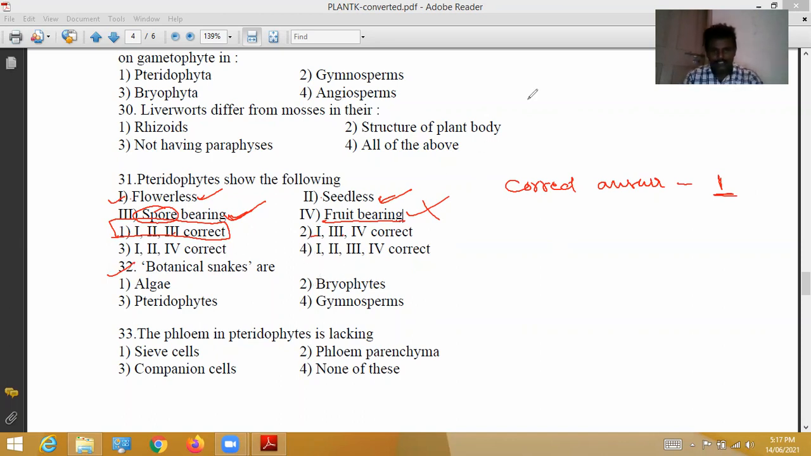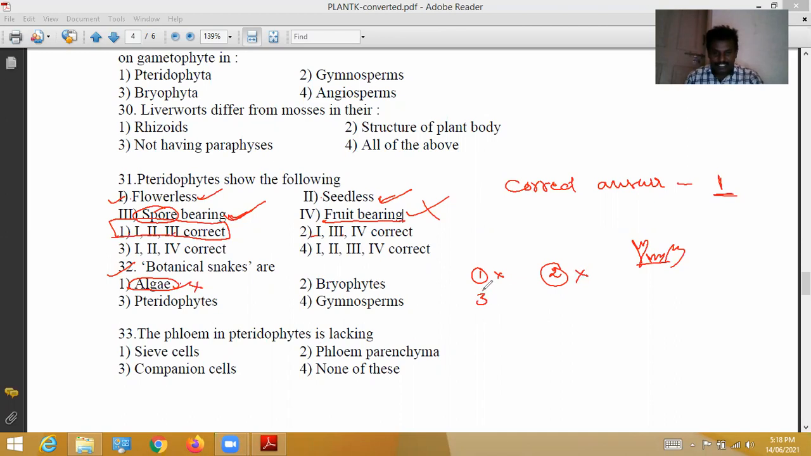Next, botanical snakes are. Algae we will not call botanical snakes. Algae are just small plant-like structures, so algae are not considered botanical snakes. Option 1 is wrong. Second, bryophytes. Bryophytes are a little more modified than the algae, so that is also wrong.